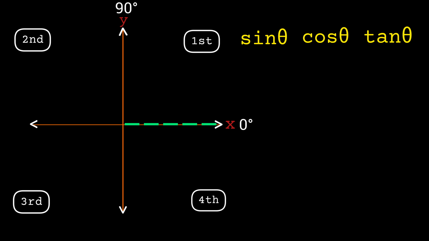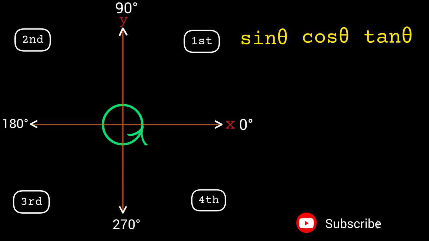The size from the positive x-axis to the negative x-axis is 180 degrees. From the positive x-axis to the negative y-axis, we have 270 degrees, and the size of this whole angle is 360 degrees. These angles lie in the Cartesian plane.